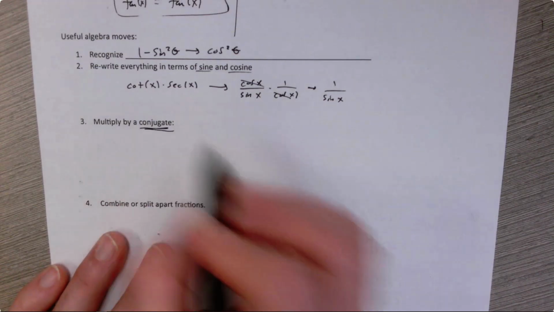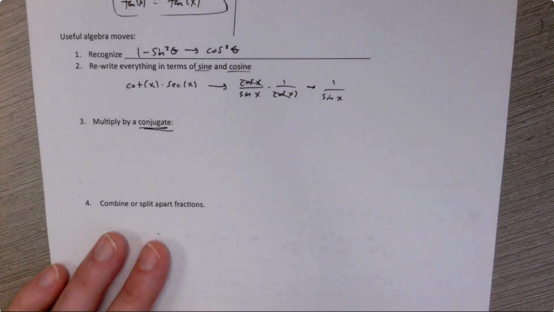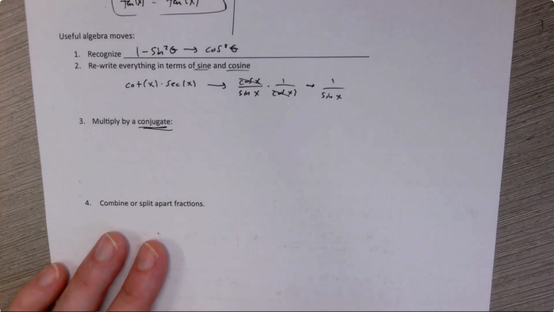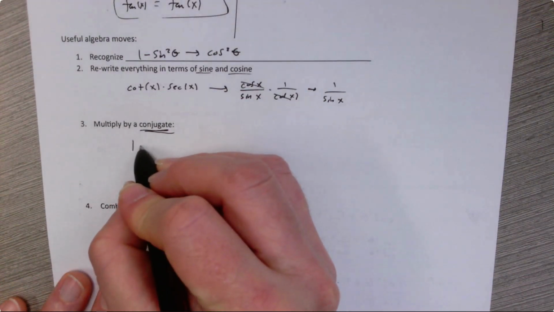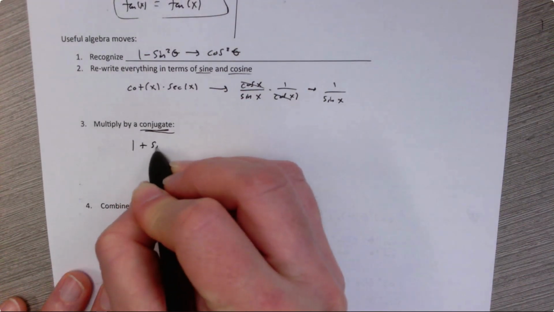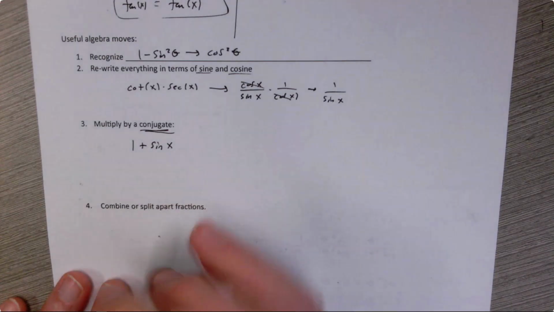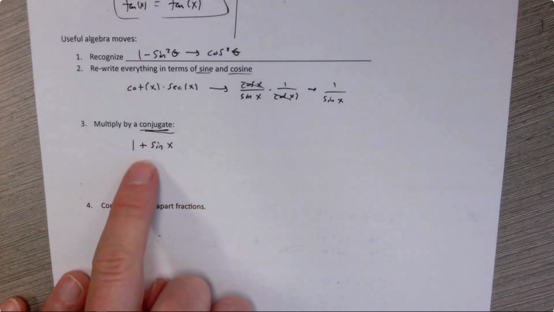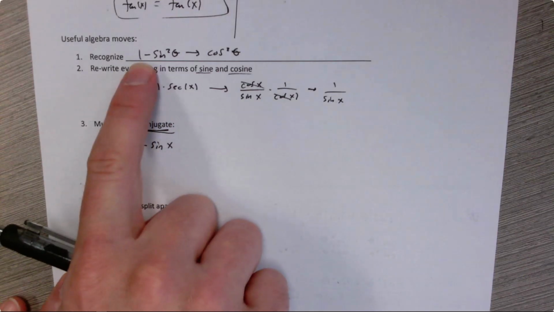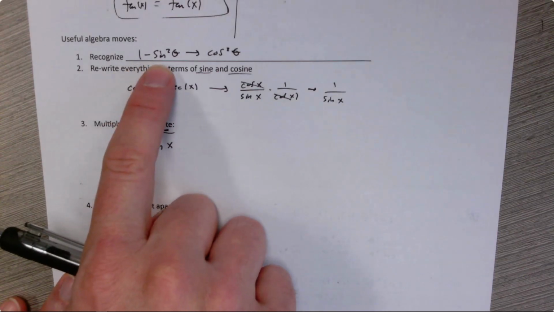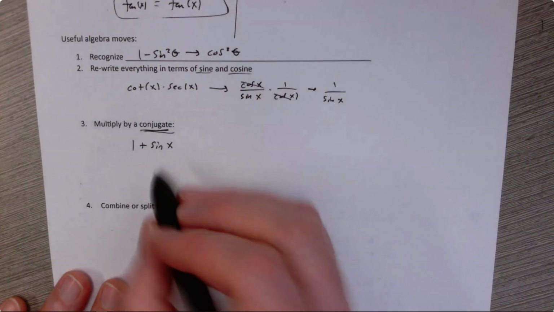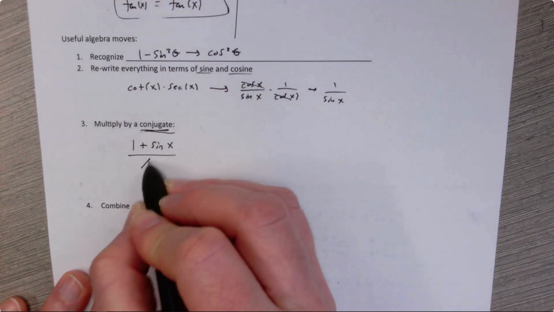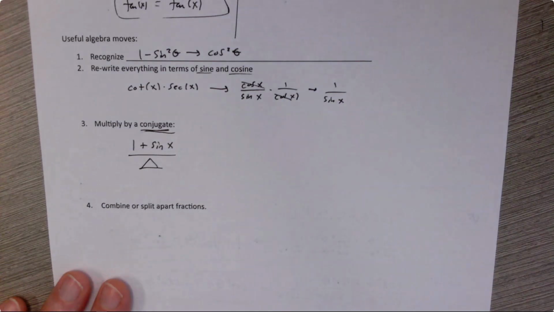Conjugate. The idea of a conjugate we've met before. We will meet it again. In this context, let's pretend you had 1 plus sine x. That's not that helpful. It would be really great if we had 1 minus sine squared, because that we know how to do something with. But this by itself, we don't know how to do anything with. So here's what it would look like. Let's put it over triangle, so it appears in some fraction with some other stuff happening.